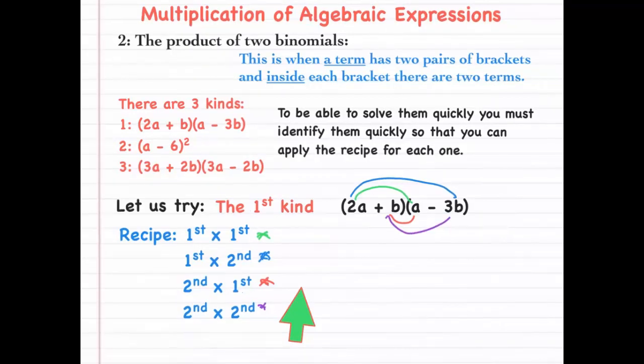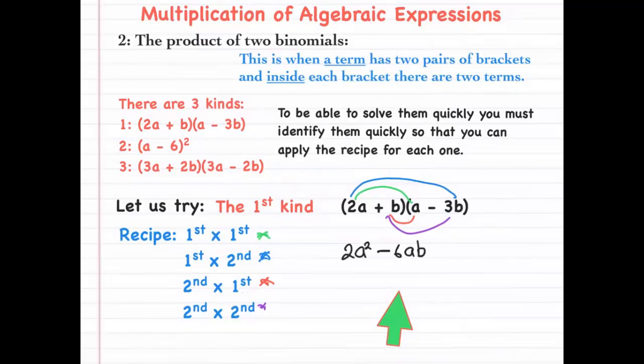So let's do this. We will take the first times the first, and 2a times a will give me 2a squared. And then we will take the first times the second. So 2a times a minus 3b, a positive with a negative, will give me a negative. Then we will take the 2 times the 3, that will give me 6. And then if we take a times b, we will get ab, right?